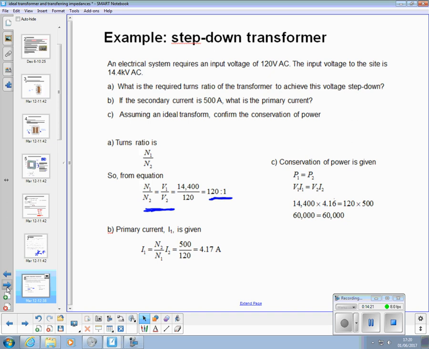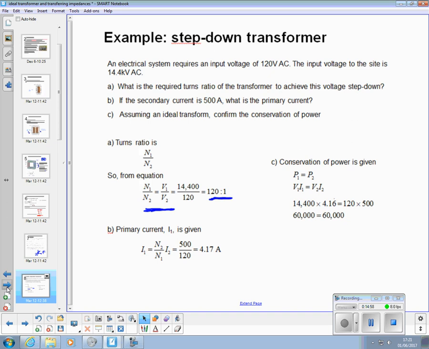The secondary current is 500 amps. What's the primary current? So again, we apply the formula: N2 over N1 times I2 is equal to I1. We get a primary current of 417 amps. So that kind of shows you where the voltage is high, the current's low, and vice versa. So if we step voltage down, current goes up in the secondary, and vice versa.